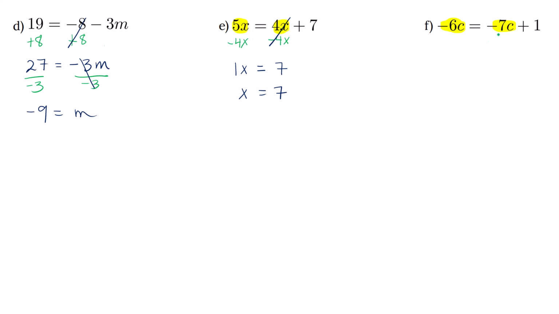So to move that -c to the other side, we're going to have to add 7c. Add it to the other side as well. So -6c plus 7c is 1c. -7c plus 7c becomes 0. And all we're left with on the right side is 1. So here we have 1c is equal to 1, which is actually the same as c is equal to 1.